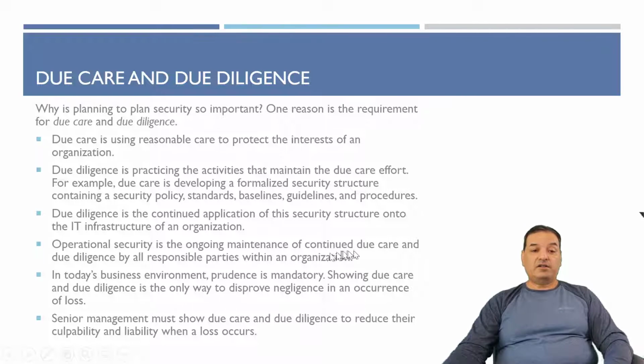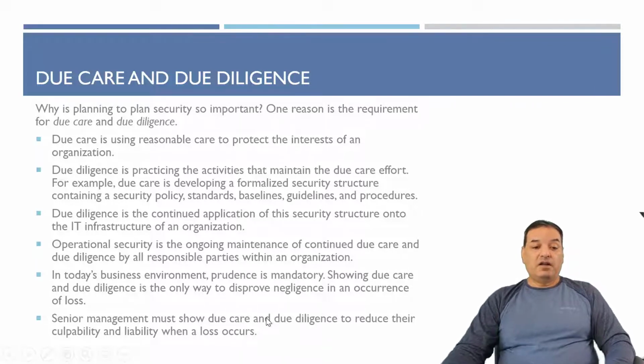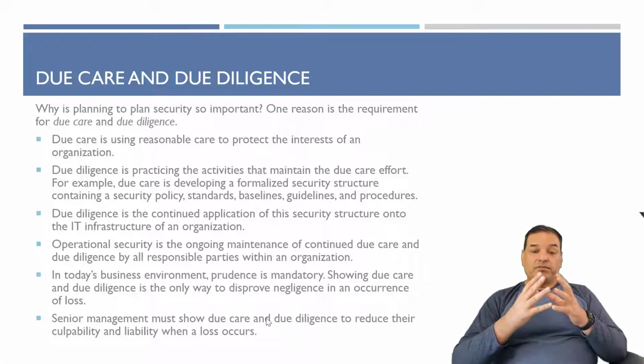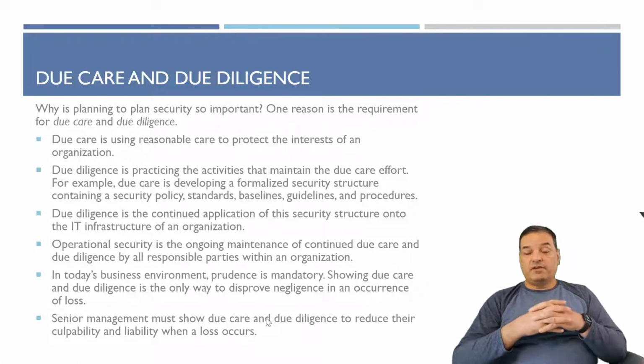Operational security is the ongoing maintenance of continued due care and due diligence by all responsible parties within that organization. In today's business environment, prudence is mandatory. Showing due care and due diligence is often the only way to disprove negligence in an occurrence of loss. Senior management must show due care and due diligence to reduce their culpability and liability when a loss occurs. So, this is an important principle that we must do our part.